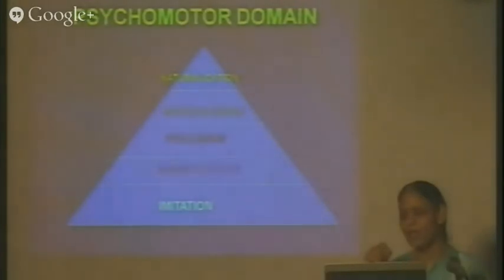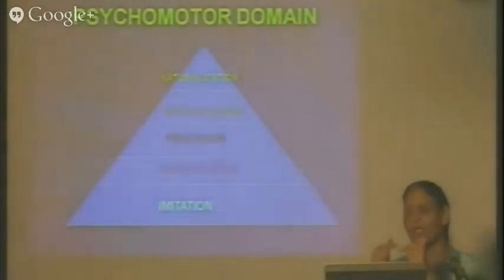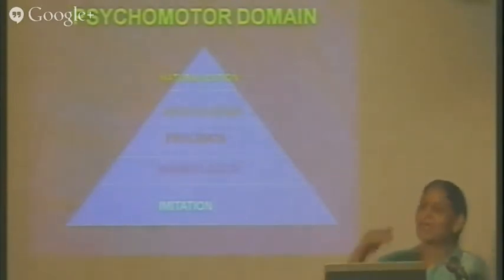And when practice is there, accuracy would creep in, so precision would come. Now what is happening? A stage when you do continuous practice, you will learn how to coordinate the various movements, and that is what is referred to as articulation. And a stage would come where you acquire the ability to modify, to design something new, to evolve a new technique of doing the same thing.